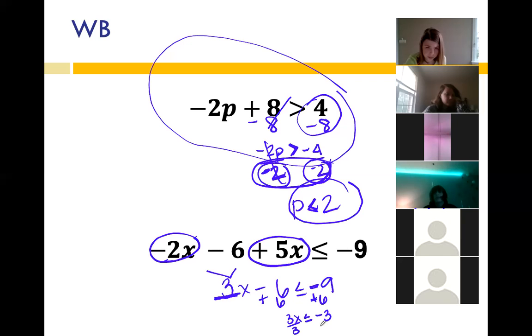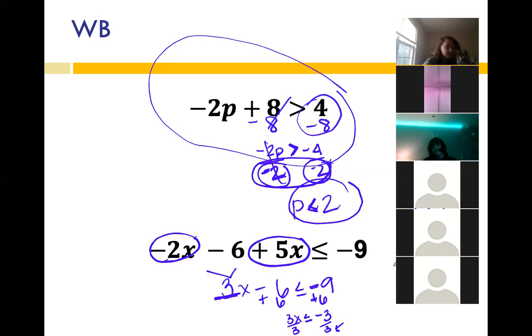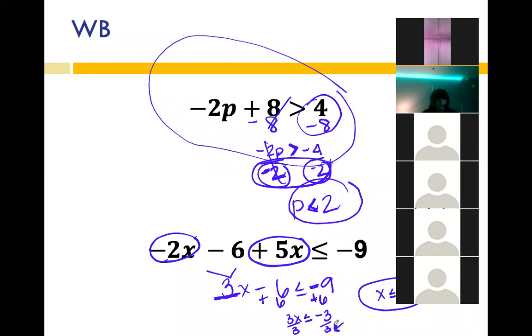Now, here's where some of you made your mistake. When I divide by a positive 3, it doesn't matter that my answer is a negative 1. Since I'm dividing by a positive 3, I do not flip for this one. It's only if the number you divide by, the 3, was negative, then you would flip. So this is x is less than or equal to negative 1.